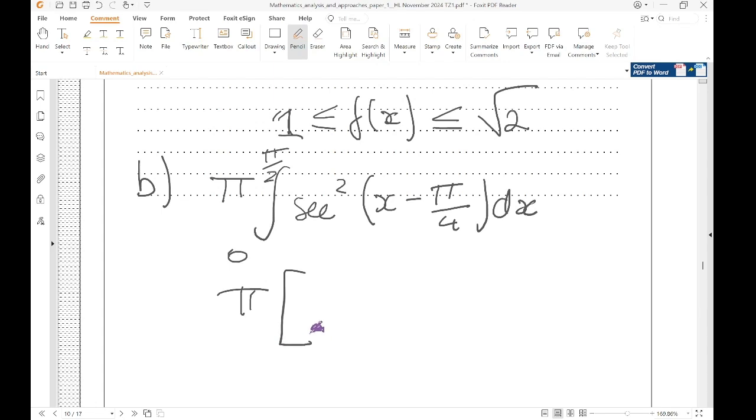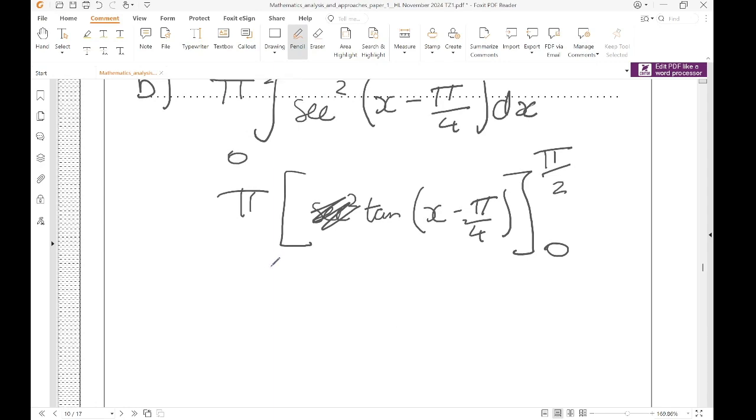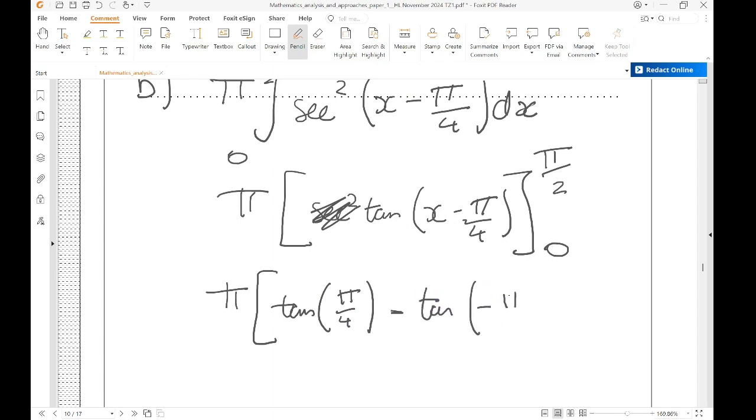So pi times tan of x minus pi over 4, from 0 to pi over 2. I've integrated this function over here, but I still haven't plugged in the upper and lower bound yet, which I have to do now. Once I plug that in, I get pi times tan of pi over 4 minus tan of minus pi over 4.